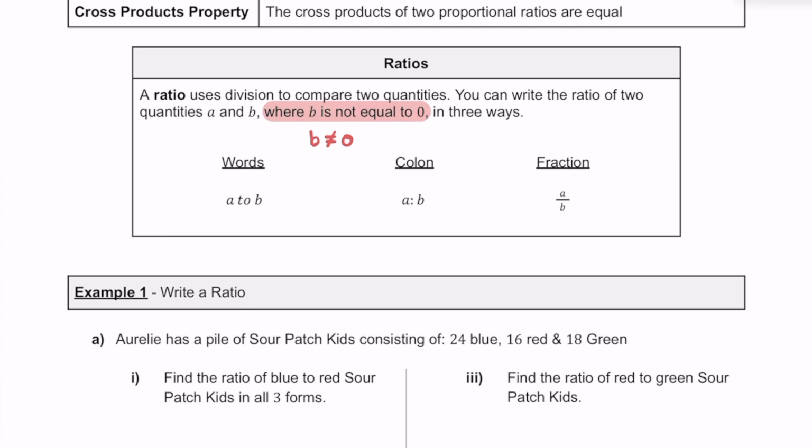So we read all of these ratios using words, a colon, or a fraction form. We read all these as A to B. So they're all read the same way. I think a common misconception that people have in the beginning is that this is not like A over B, if anyone tries saying it that way.